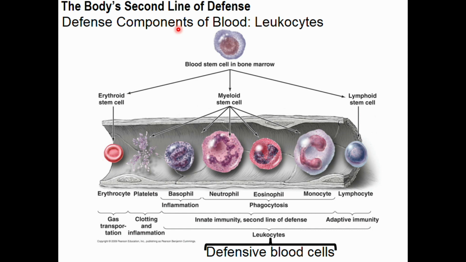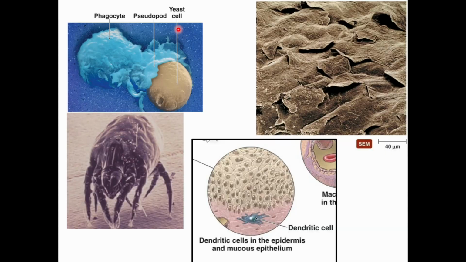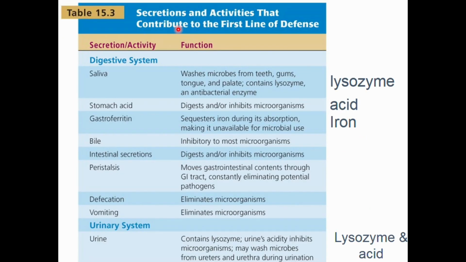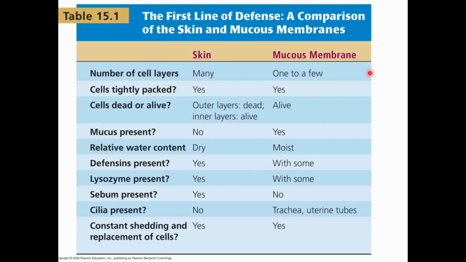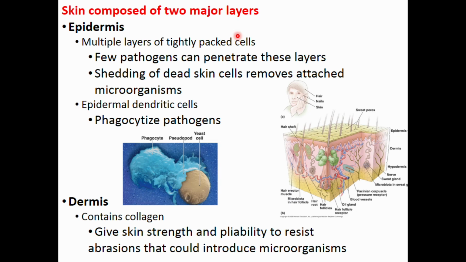Okay, so this is a good place to take a pause for a second and think about what we just talked about. Our first line of defense are these slides that we just covered. And basically what we're talking about are various types of iron sequestering components, producing acid and enzymes which will kill or prevent bacteria from growing. We have physical structures such as skin sloughing off and carrying microbes with it.